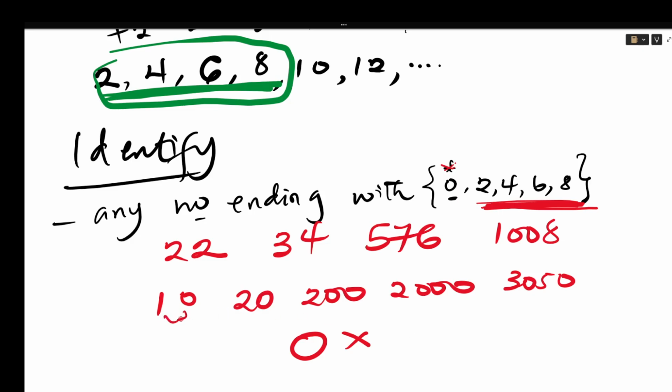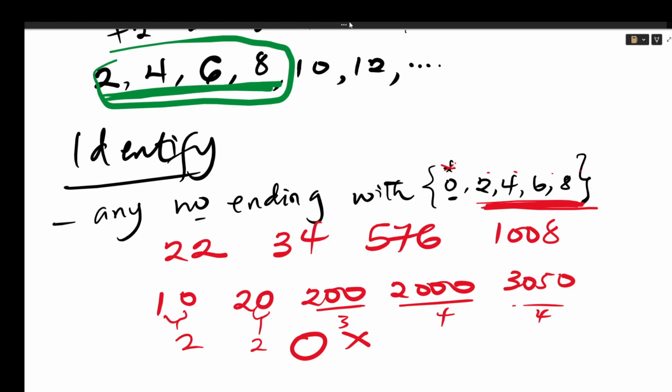So here you can see you have 2 digits, 2 digits. Here we have 3 digits. Here we have 4 digits. Here we have 4 digits. But for the single digits or 2 digits or any other digits, if they end in 2, 4, 6, 8, they are even numbers. So you could try that. Let's try an example.